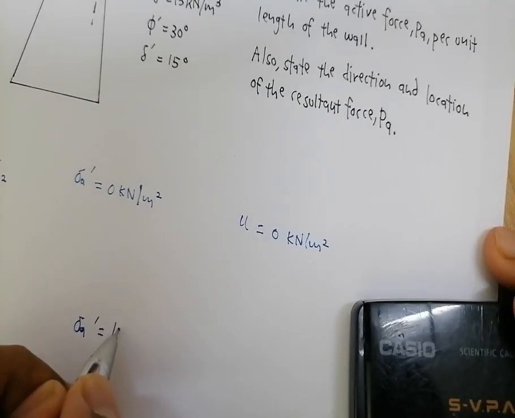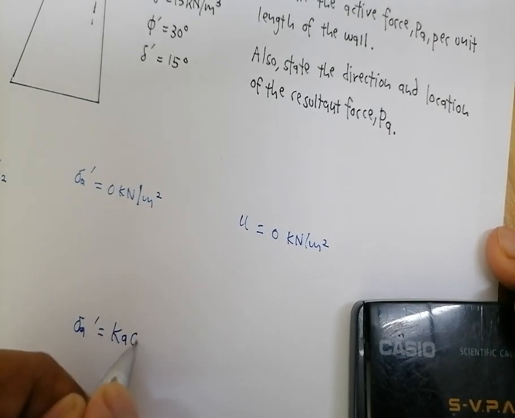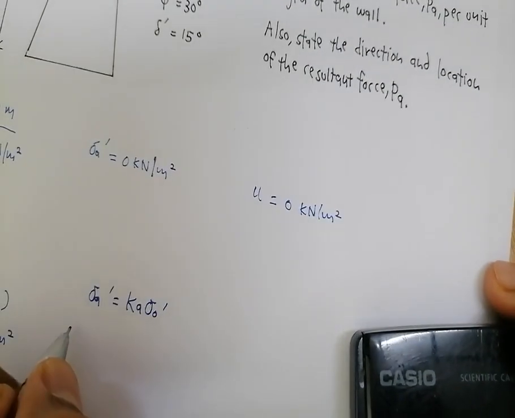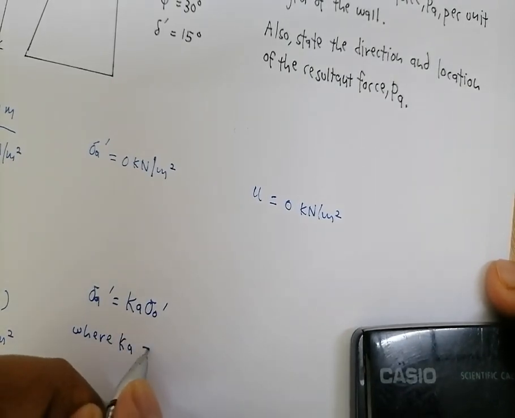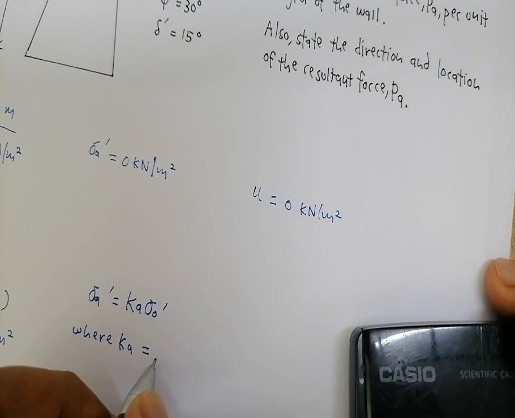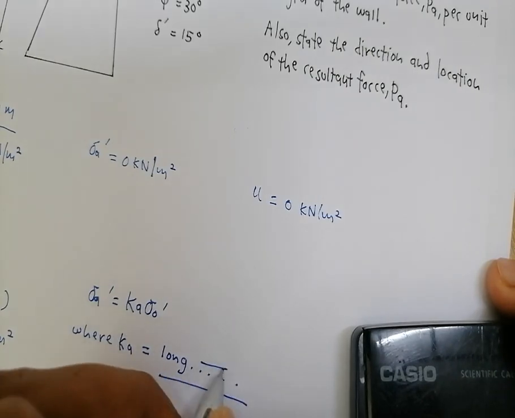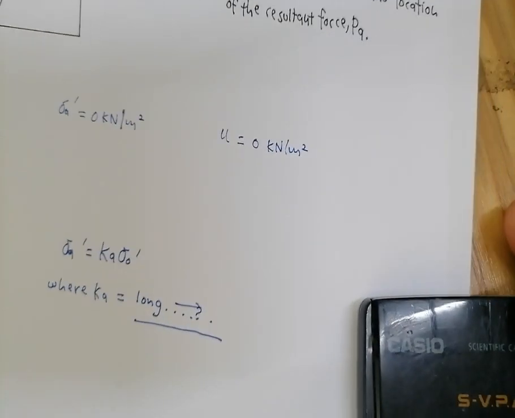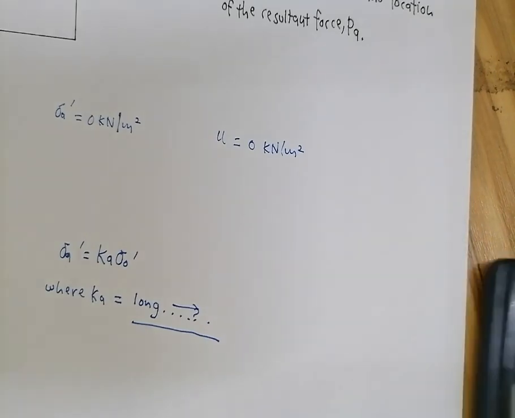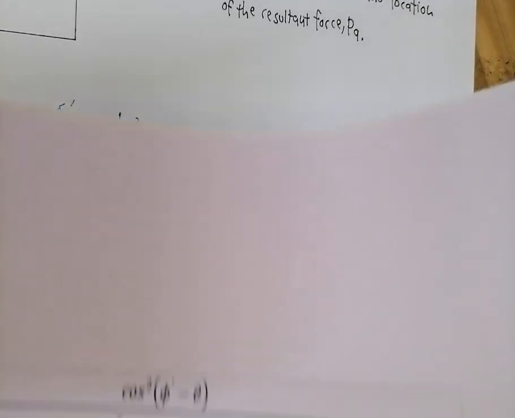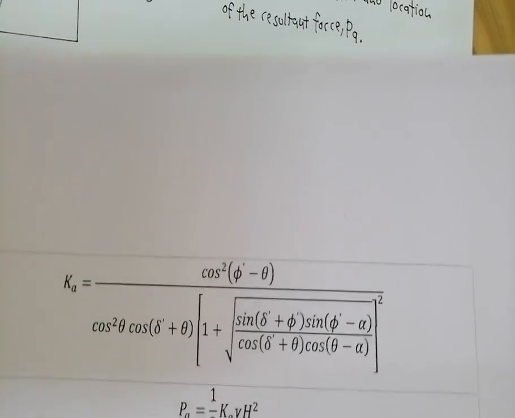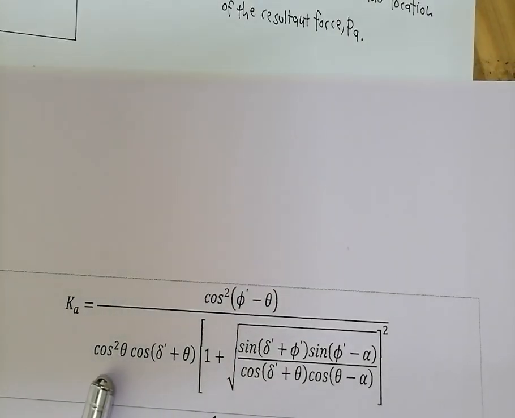It equals Ka times the vertical effective stress, where Ka equals to... this formula is really long. Okay, I'll show you the formula. It is this one for Coulomb. I hope you can see. This is the formula.